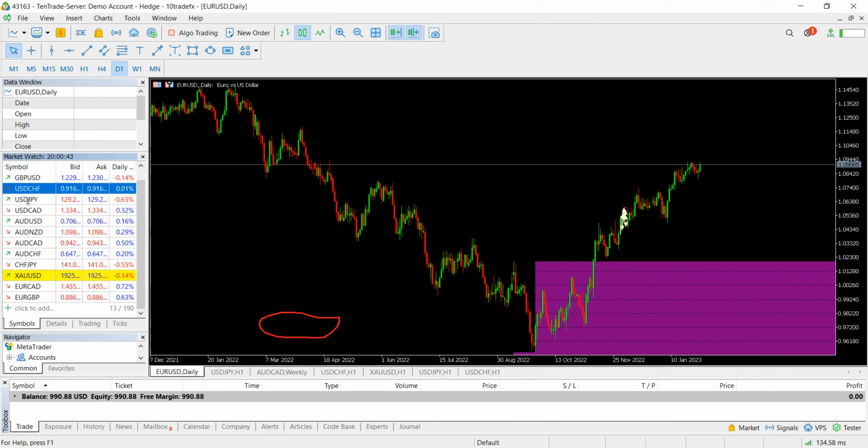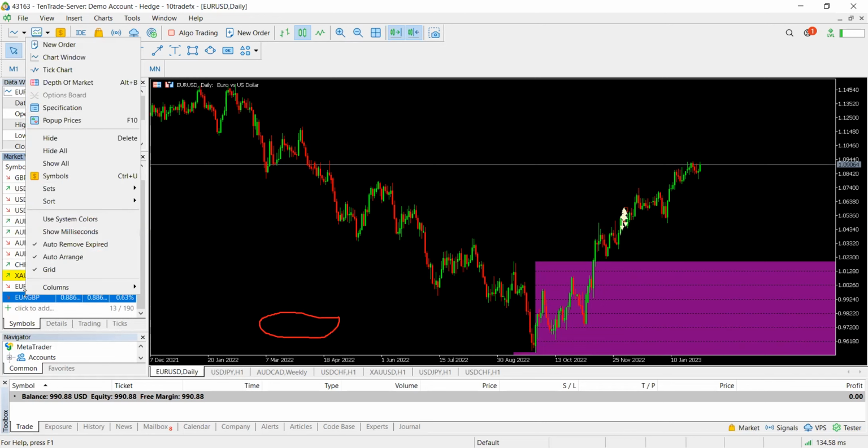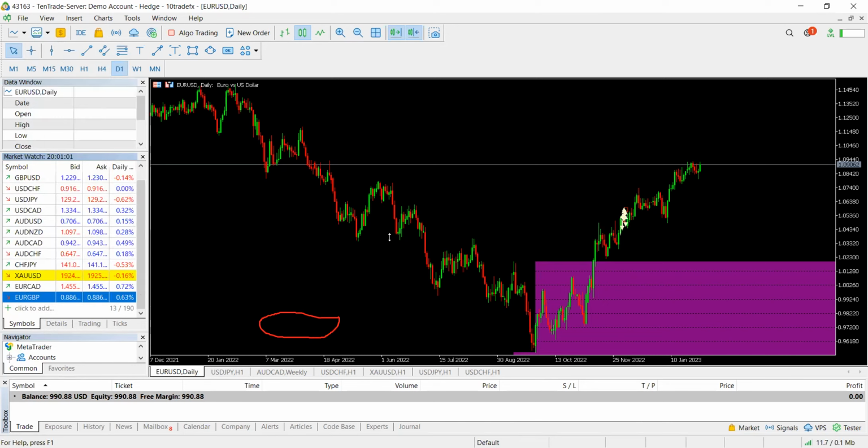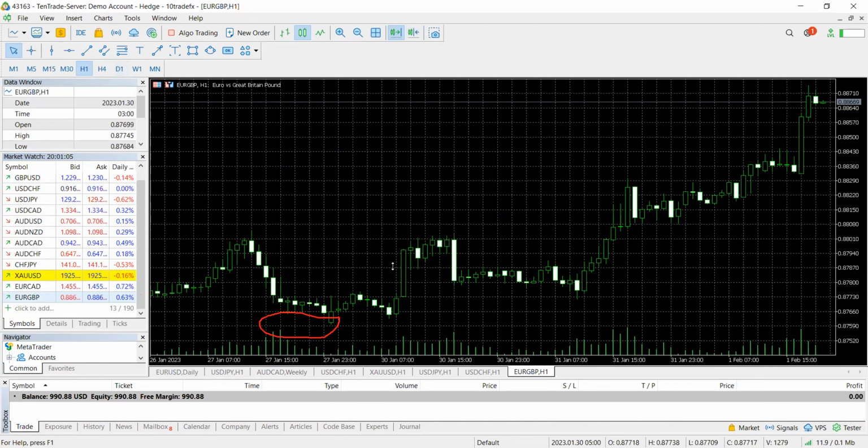Okay, so if you found a currency pair that you want to trade, you can see over here we have a whole lot that I've already added. Okay, so let's say you want to trade Euro GBP. Just click on Euro GBP, right click on it. Once you right click on it, you see chart window. Click on chart window. So when I click on chart window, you can see I'll be taken to the visual representation of fluctuations in market price on Euro GBP.